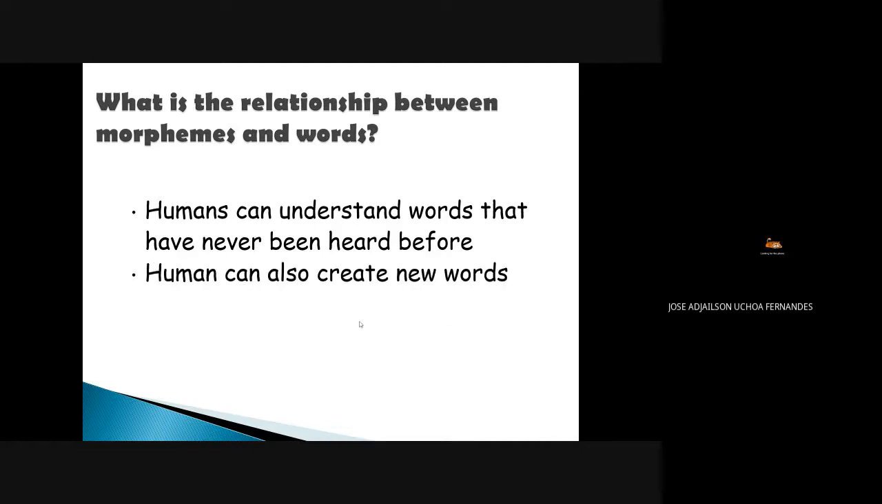So we can also create new words according to our needs. As our world changes, we need vocabulary to describe it, isn't it? Can you give me examples of words that have been created recently?